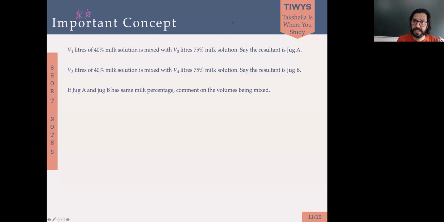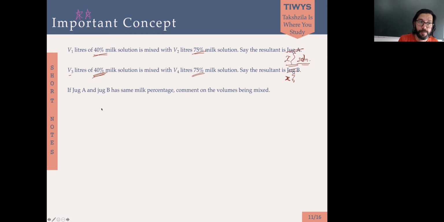Some liters of 40% solution is mixed with 75% solution. The resultant is, let's say, some x% solution. Pay attention. 40% mixed with 75%, the resultant is x%. Another some liters of 40%, again 40%, is again mixed with 75%, and the resultant is again x%. Let's say all are milk.